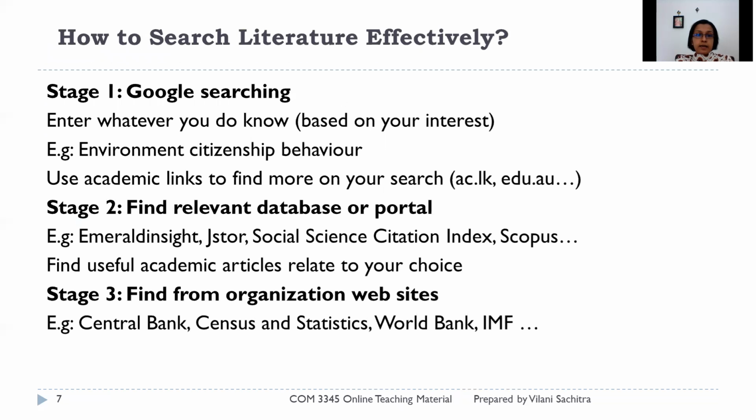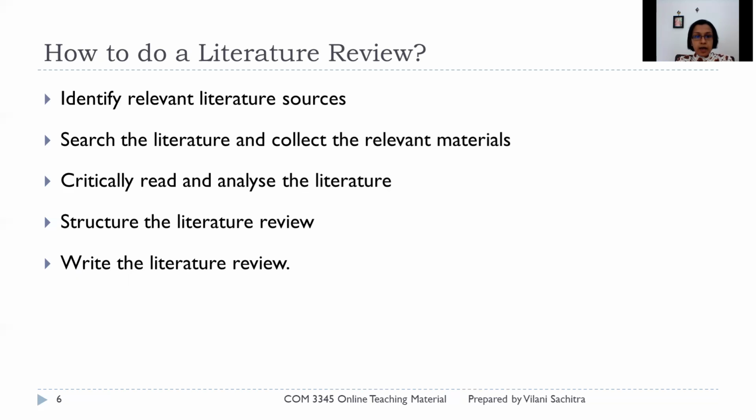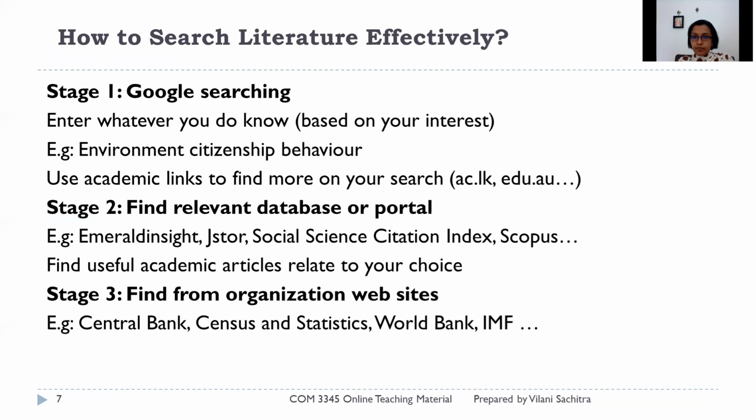Right? Then our first step, right? Identify the relevant literature sources. Okay, so what are the sources? I told you that we can use Google Scholar, right? And Google searching. So when you enter your interested specific area in Google Scholar, you can identify a lot of articles relevant to that area, right? Then refer to recent articles. Okay, and you can go with the relevant databases or portals, right?